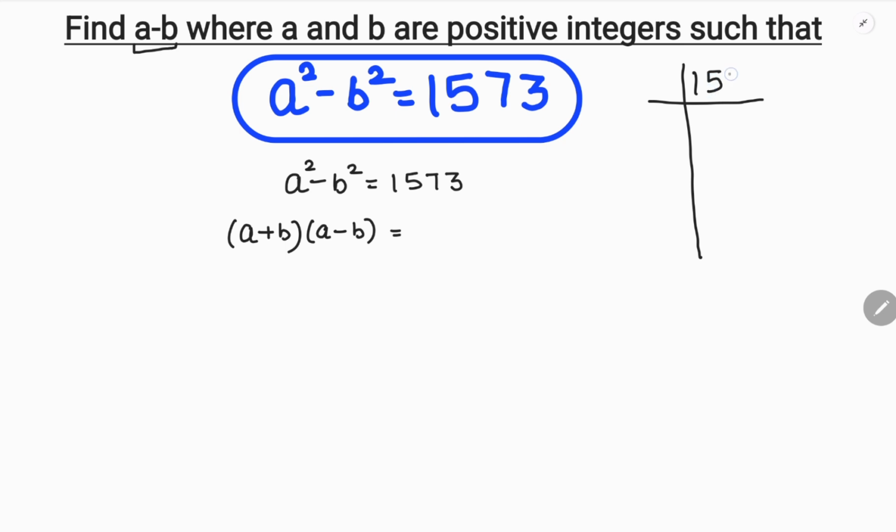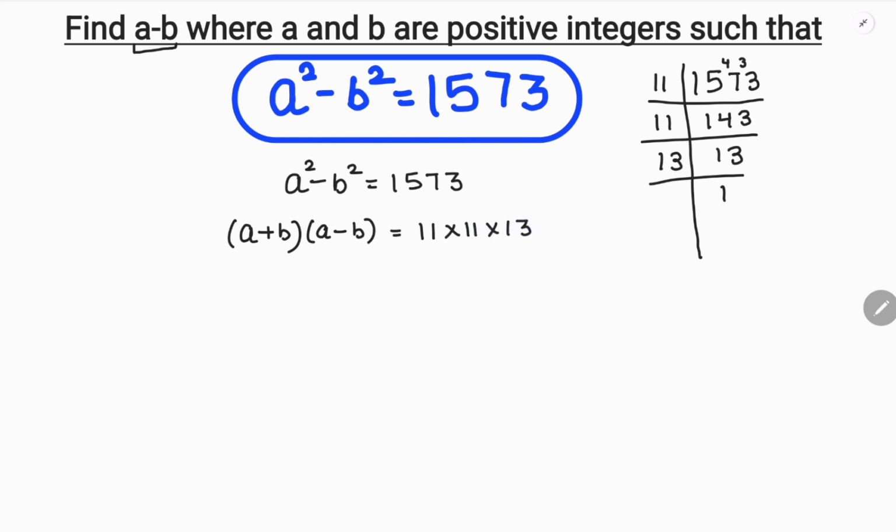So 1573 is not divisible by 2, 3, 4, 5. You can check up to 10. But it is divisible by 11. So I will divide it by 11. 11 ones are 11, so you get 1 and then 4 remainder. 11 fours are 44, then you get 3 remainder, and then 11 threes are 33, right? And this again is divisible by 11, which gives 13, and then this is divisible by 13 and we get 1 here. Now we can write this as 11 times 11 times 13.